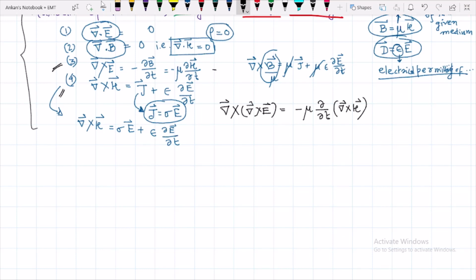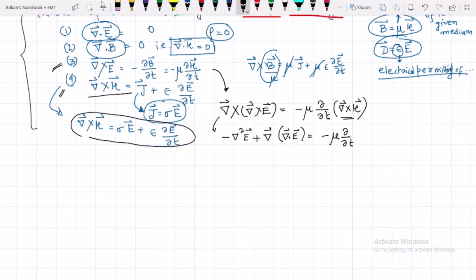Okay, so from equation 3 this has been done. What is the vector identity here? Del cross E plus del of del dot E is equal to minus mu del t of... what is the meaning of del cross H? Okay, this del cross H means this. So put the value of this and this. Okay.